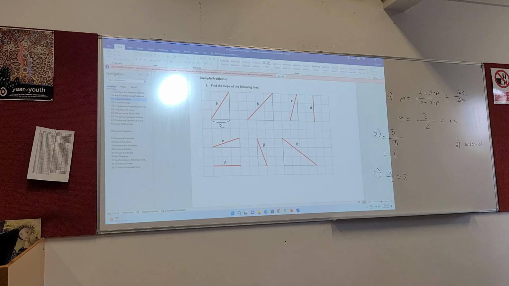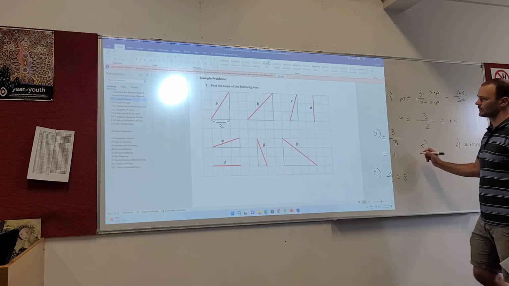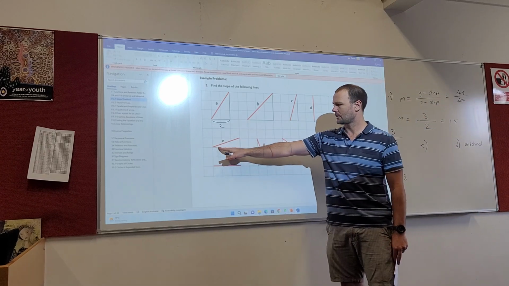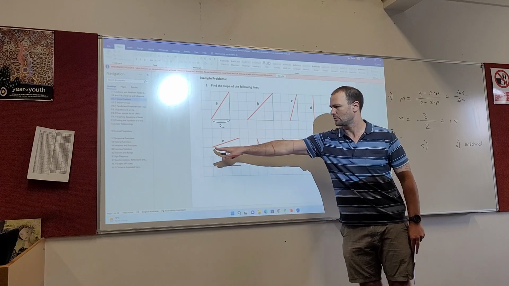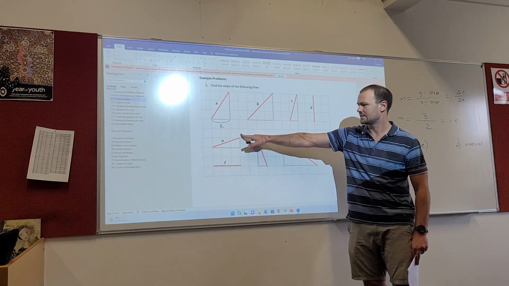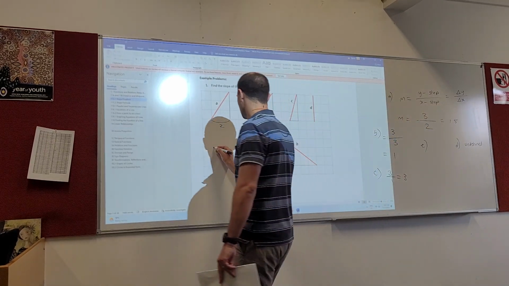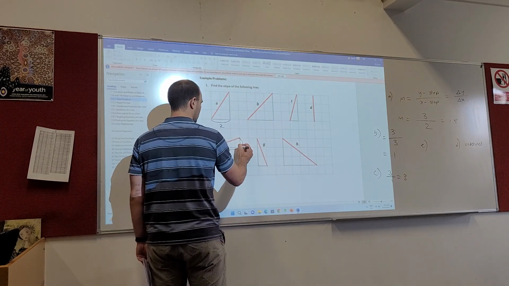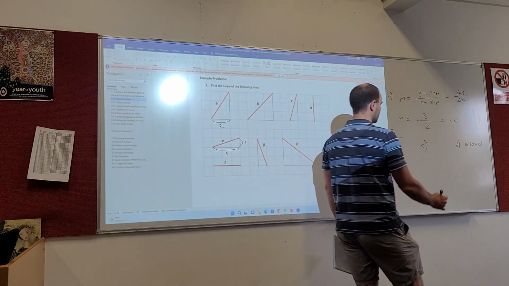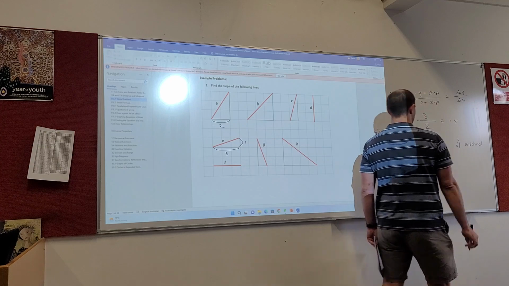Vertical lines, vertical columns going straight up and down, have an undefined slope. E, we're going across 3 and up 1. So x step of 3, y step of 1. If it helps, I can write things up here. 3, 1. So x step 3, y step 1.